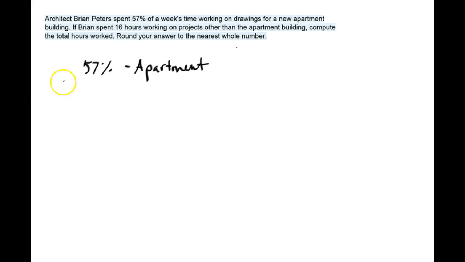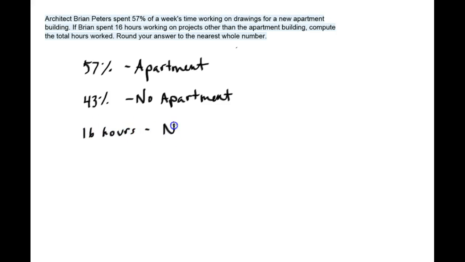So if we were trying to determine, in the same units of the 16 hours working on projects other than the apartment building, so no apartment, we would want to find 1 minus 57%, or 100% minus 57%, which is 43%. So 43% of the time we are not working on the apartment. And that is also 16 hours. No apartment.